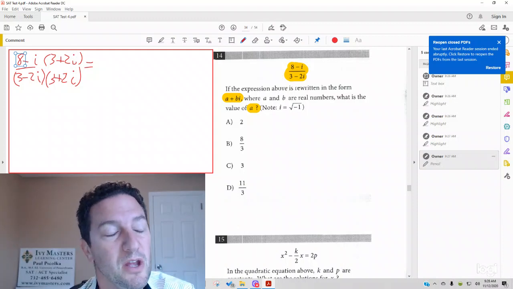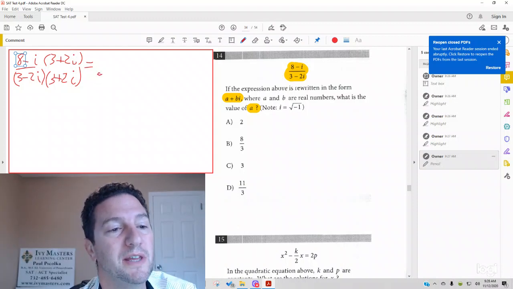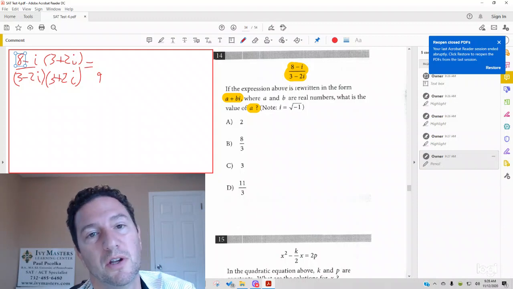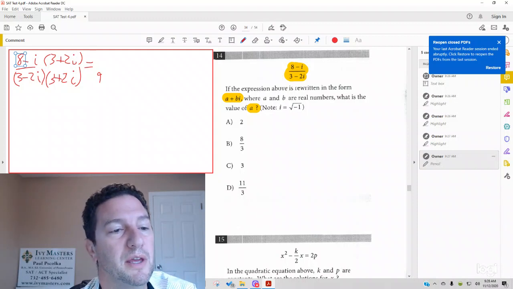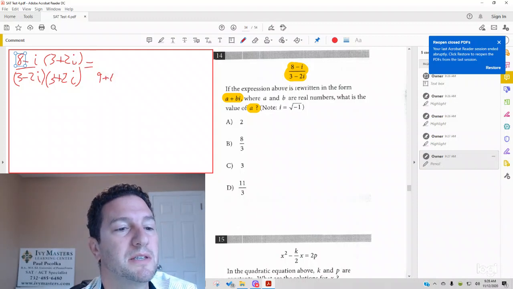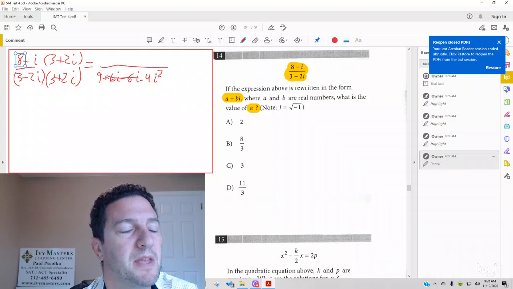So, foiling the bottom, and I'm going to write this out, although if you're well versed at this, you don't have to write the whole thing out. So it's 9 plus 6i is your outsides, your insides minus 6i, your last terms minus 4i squared. Why do I say you don't have to write the whole thing out? Because anytime you have a difference of squares here, the middles cancel, and you could just multiply the first terms and the last terms and have your answer there.